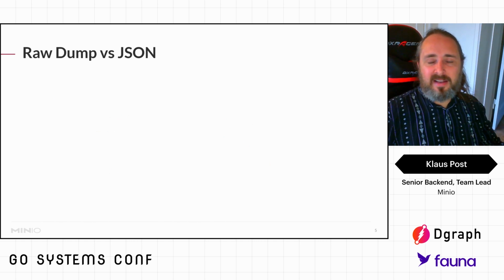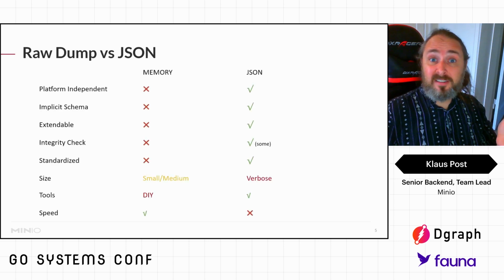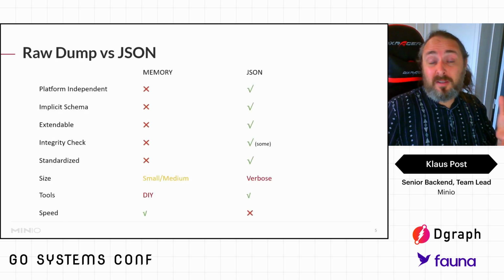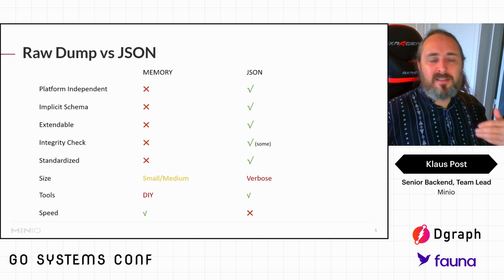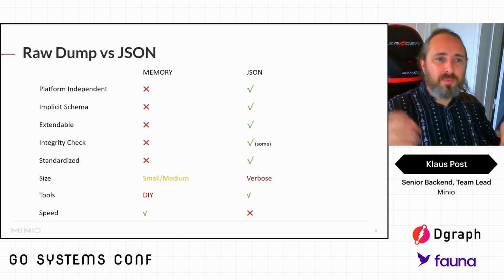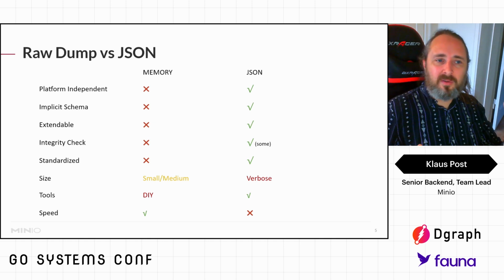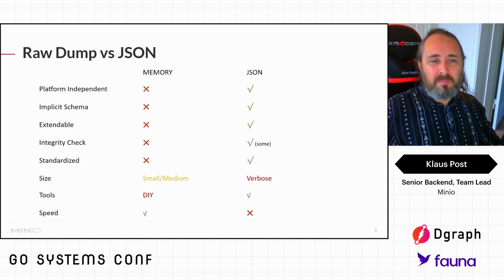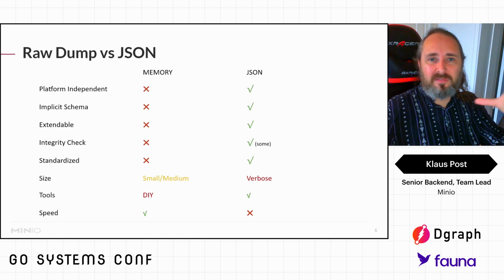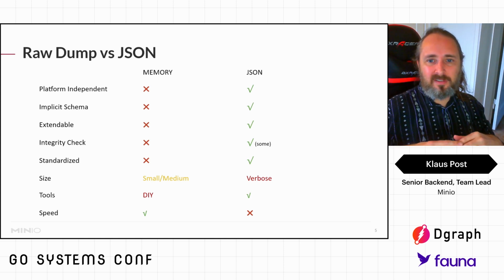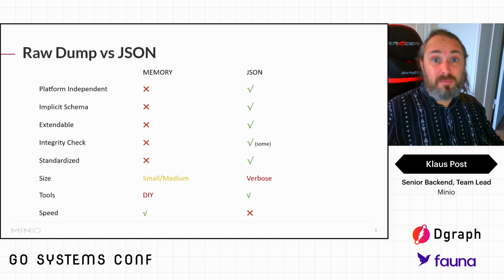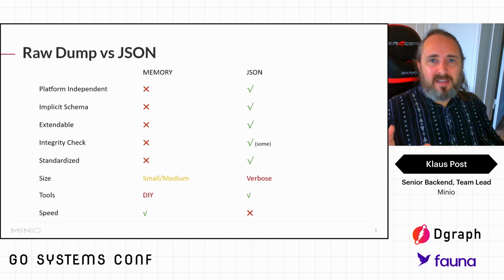So let's look at a raw memory dump versus JSON. First of all, the big problem is that the memory isn't platform independent. You can have different struct alignment or different endianness. Also, you still have to resolve pointers, so pointers to other pieces of memory need to be included as well. Second of all, the memory doesn't really have any form of schema. You're simply getting the values as they are. The in-memory representation is quite hard to extend, so adding new fields will change the struct. Changing types is difficult. You don't have any integrity checks.